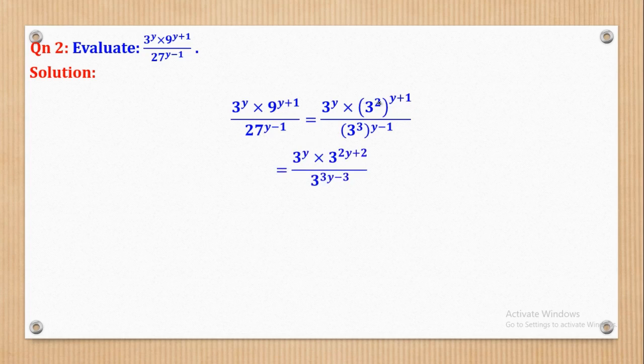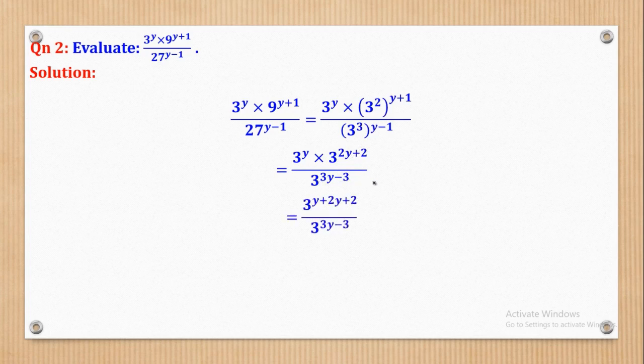Then from there, these are multiple powers. So this times this is a bracket. This time it means that you will multiply this 2 by this and also this 2 by this. That is why you see here 2y plus 2. The same applies to this denominator. Multiply 3 by this and also 3 by this to come up with 3y minus 3.